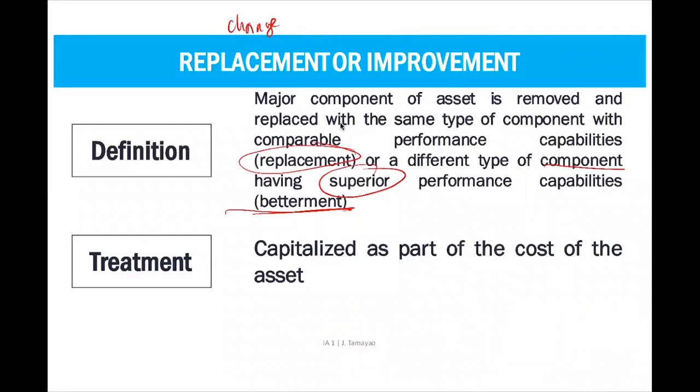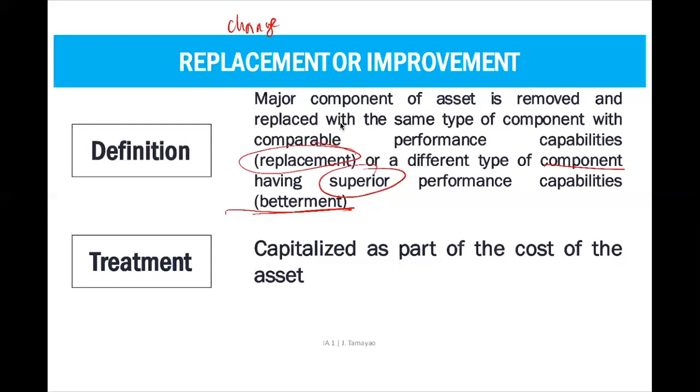Anyway, just a segue. If ever a replacement, take note, there is no change in the capability of that particular item. But if there is a change in the capability of another item, then we say it is an improvement. So, sa machine, tapos may part siya, let's say C1, part C1.